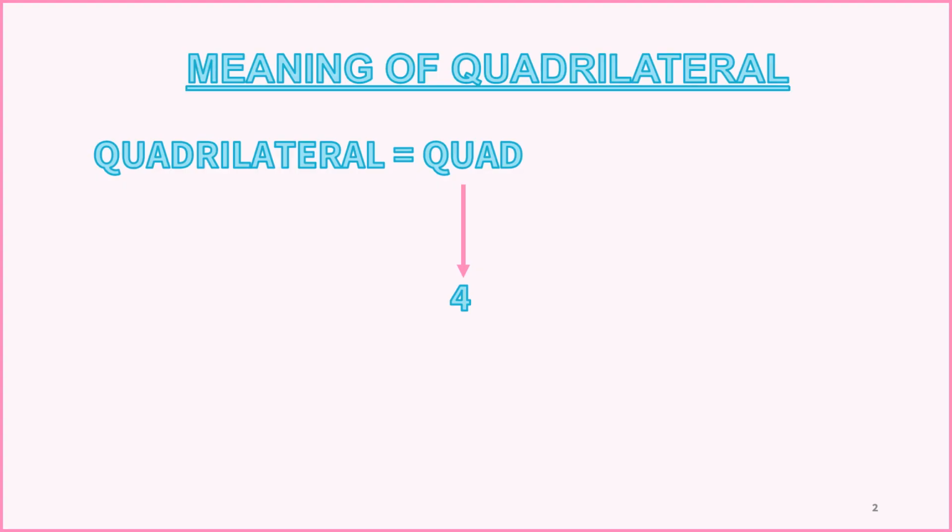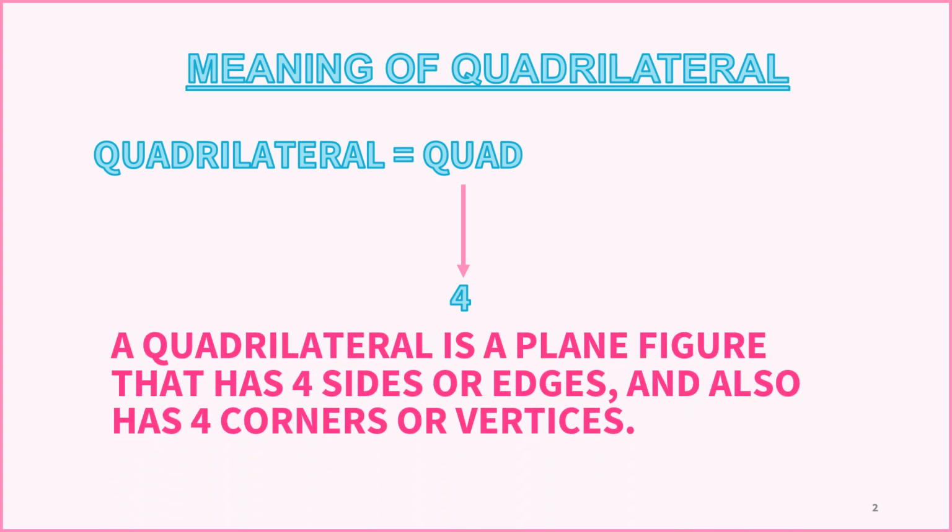Now, meaning of quadrilateral. What do you mean by the term quadrilateral? See, quadrilateral has the word quad in it, which means four. So, a quadrilateral is a plane figure that has four sides or edges, and also it has four corners or vertices.